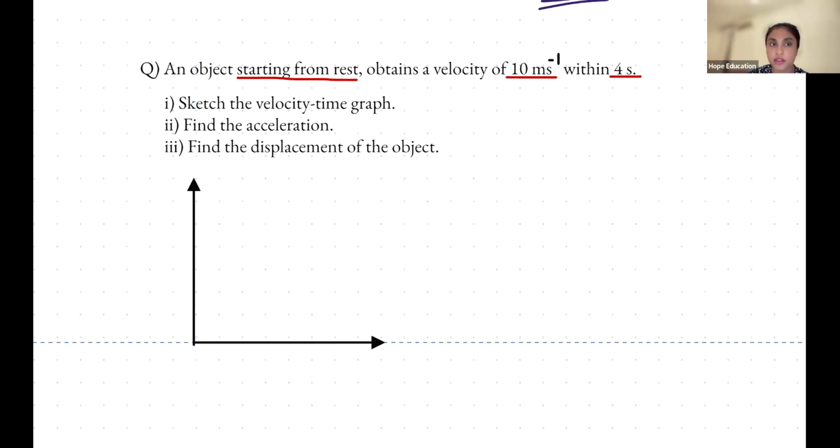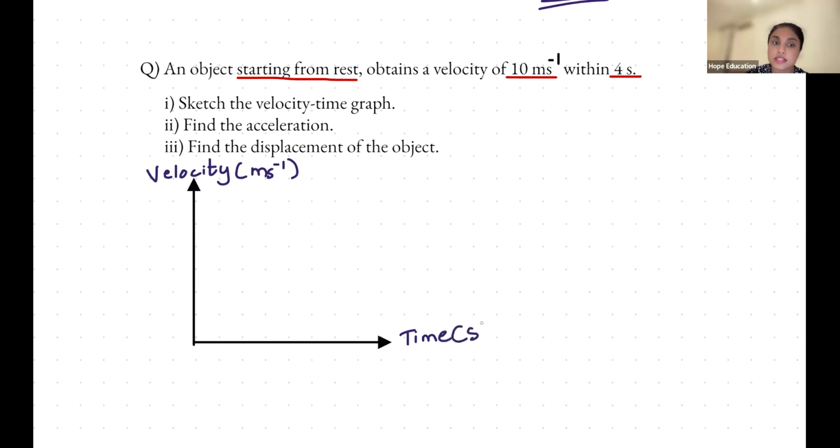I just have to sketch it. I don't have to properly measure and draw. They have said sketch, so I will just sketch. The y-axis is velocity. Within brackets, always put the unit, ms^-1. Here this is time. Within brackets you put seconds. So the initial velocity is 0, right? Here my graph starts from 0 and obtains a velocity of 10 ms^-1 within 4 seconds.